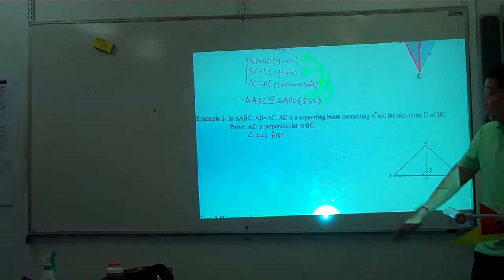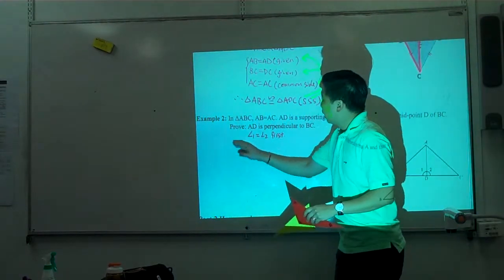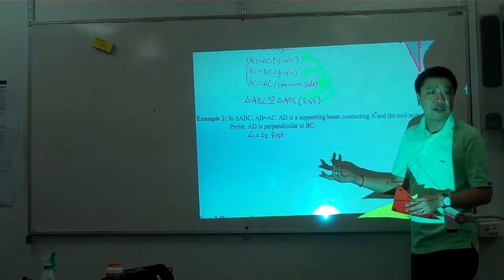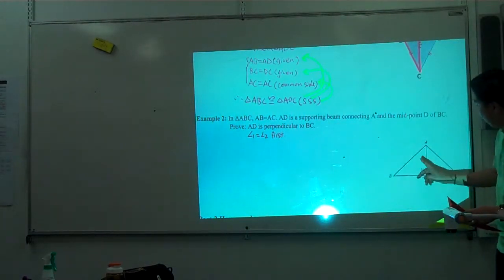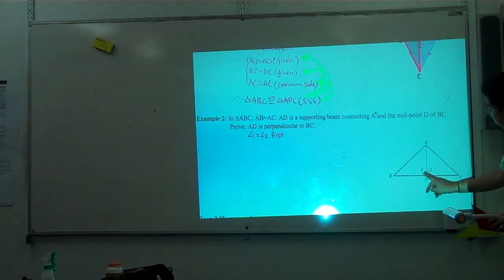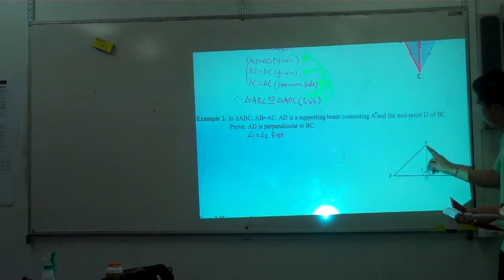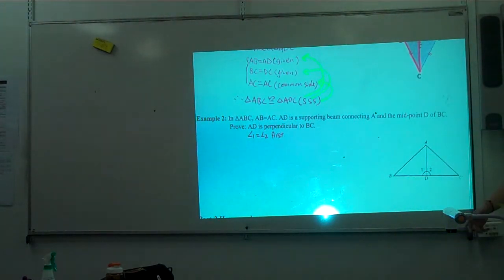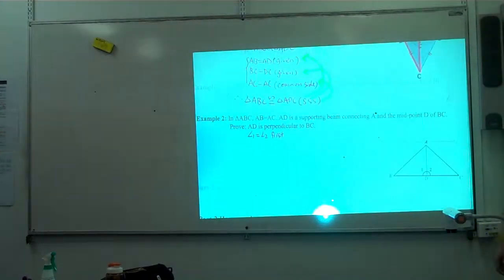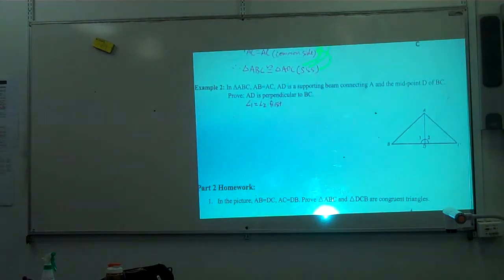Good. Okay? So it doesn't matter what the question says, to prove angle 1 equals angle 2, you have to look and see, oh, they are in triangles. I want to prove they are equal, so I have to prove the triangles are congruent, and then they are equal. Okay? Alright, it's not very difficult.